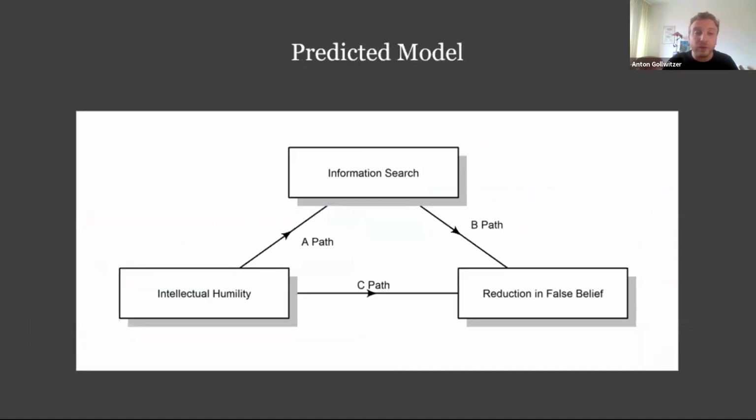So to put this all together, this is the predicted model here. Intellectual humility predicts greater information search of counter evidence, a greater willingness to consider counter information. And this in turn predicts a greater reduction in false beliefs that people hold. And again, in study 1, we're going to look at the false belief that the 2020 election was rigged. And in study 2, we're going to look at anti-mask beliefs.